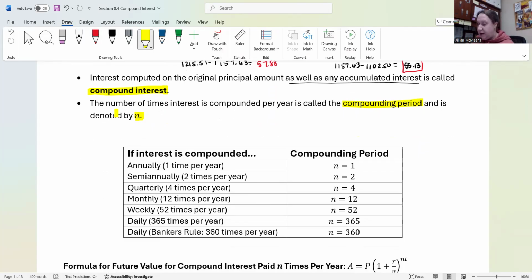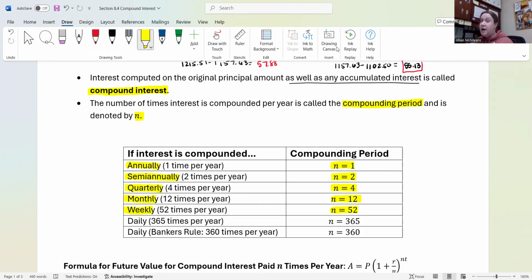If interest is compounded annually, we would say that n is 1. Interest is just calculated once a year. If interest is calculated semi-annually, that means it's calculated twice a year, and we would use n equals 2. You're going to see our formulas in just a bit have n's in them from now until really the end of the chapter. So n is that compounding period. Quarterly means interest is calculated 4 times a year, monthly 12 times a year, weekly 52 times a year, and then daily you have to be really, really careful with.